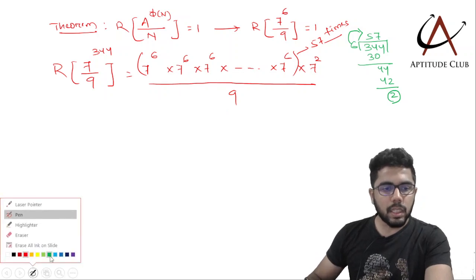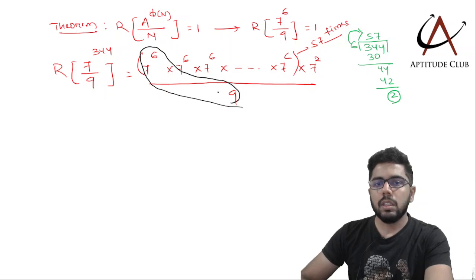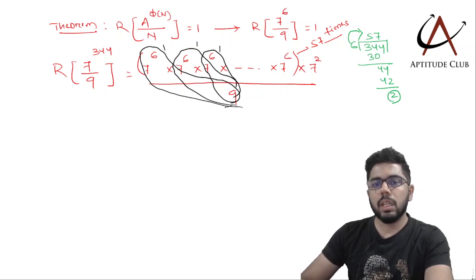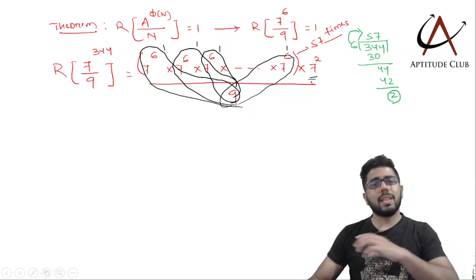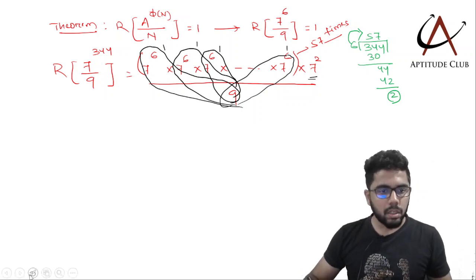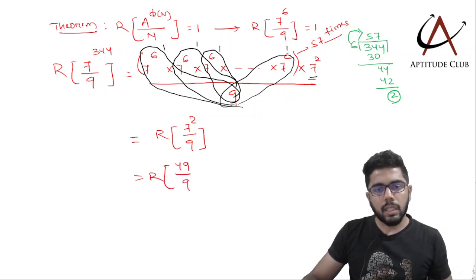And in each of these cases, the remainder will be 1. Like 7 to the power 6 divided by 9, the remainder is 1. Again 7 to the power 6 divided by 9, remainder is 1. So either it is 6 or any multiple of 6, you keep taking that and you will get remainder 1. So basically this bigger power just reduces to only 7 to the power 2. The rest of the power 342 doesn't matter. The remainder becomes anyways 1. So I'm left with remainder of 7 square divided by 9, which is remainder of 49 divided by 9, and that is 4. This is my answer.